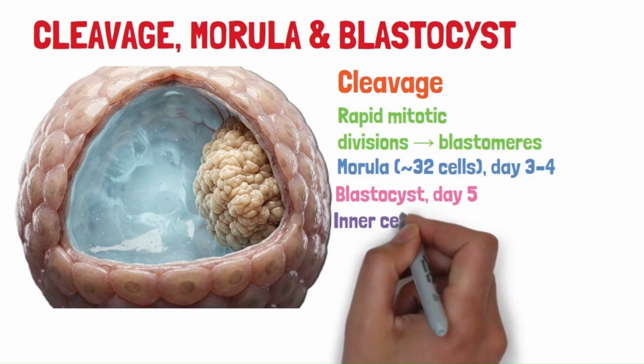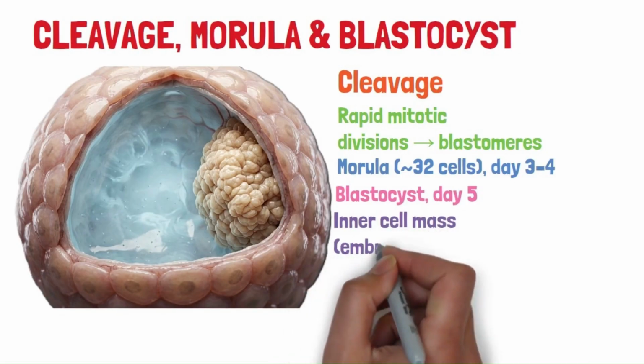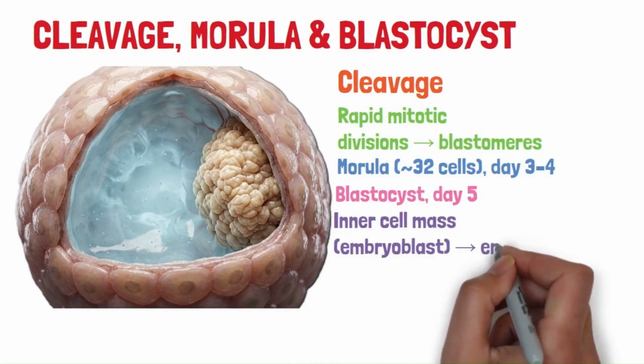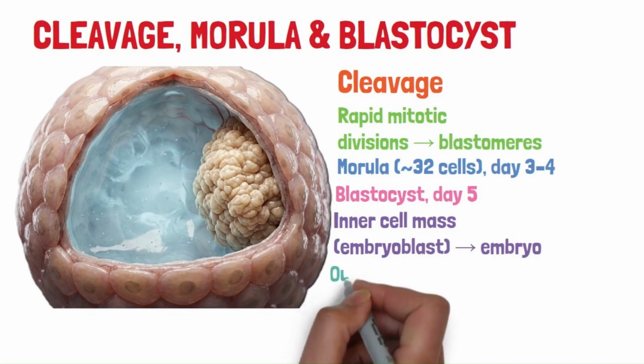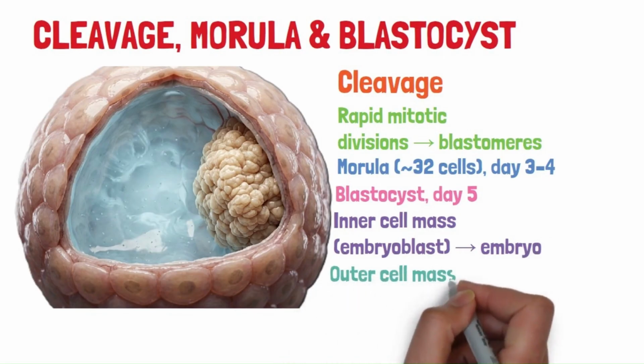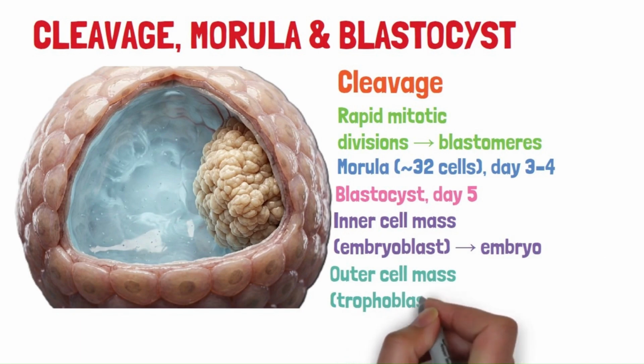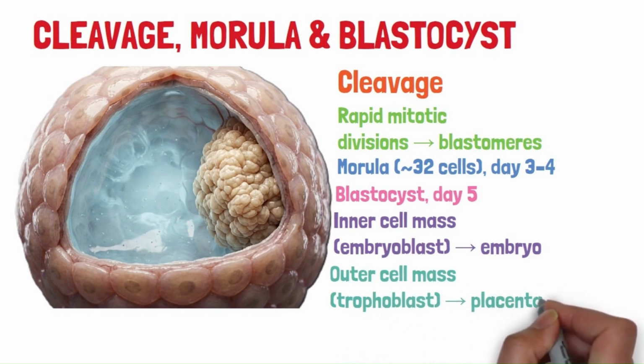The inner cell mass, the embryoblast, is going to become the actual embryo. The outer cell mass, the trophoblast, is going to become the placenta. That distinction is exam gold.